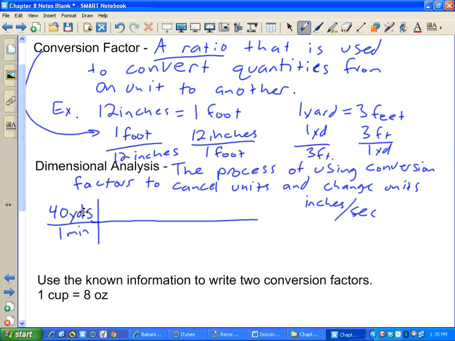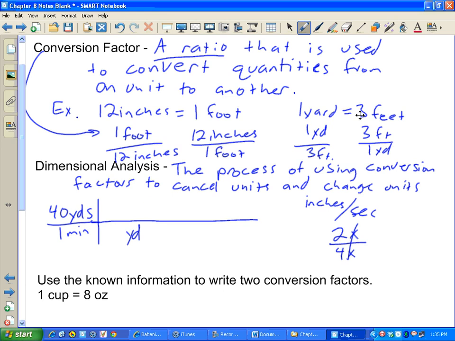So we're going to use fractions, and knowing that in a fraction, let's say I have 2x over 4x, if I have x on the top and bottom, they cancel. And that's the fact I'm going to be using, only I'm going to be using it with my units. So in order to cancel yards, because when I'm done I want just inches on top, I don't want yards, so I'm going to have to put yards on the bottom.